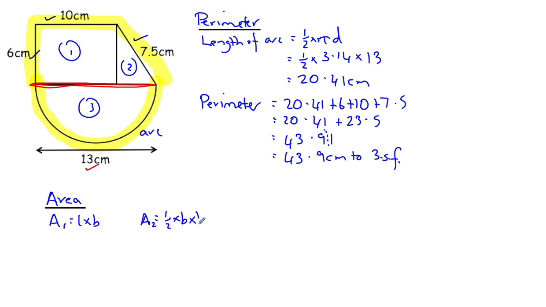Half times base times height. And area 3 is a fraction of a circle. So that's to do with pi times r squared. And it's half a circle, so I'm going to put a half in there. It's really important when we're doing, you notice that we're using the 2 circle formulas.